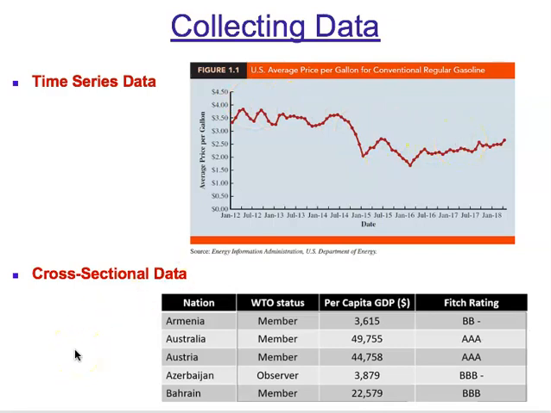Cross-sectional data, in contrast, looks at a point in time. And we already looked at the example of our nations from before. This would be cross-sectional data. So we're looking at our observations for Armenia, Australia, Austria, Azerbaijan, and Bahrain at a point in time. It doesn't tell us here, but if you were to delve further, you might find that these observations were collected, let's say, January 30th of 2015. It's not across time, it's at a point in time.